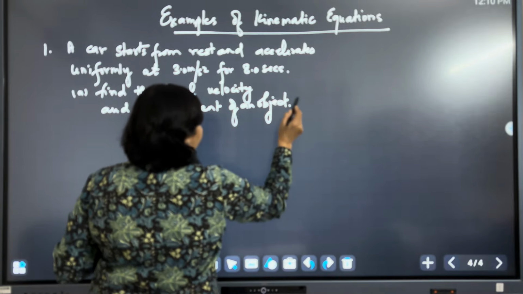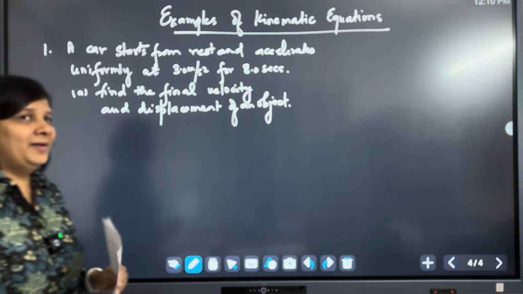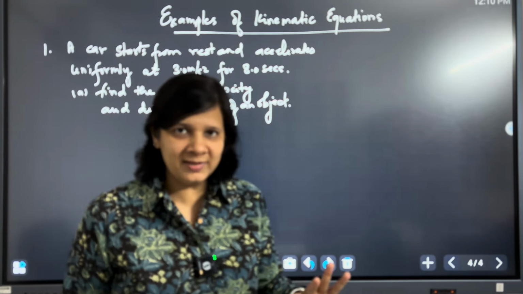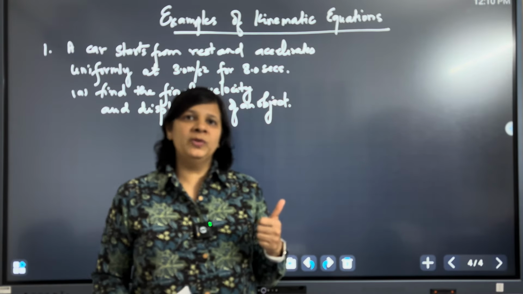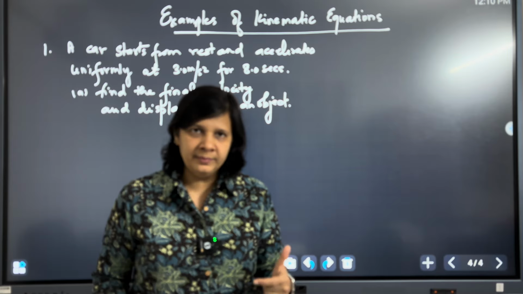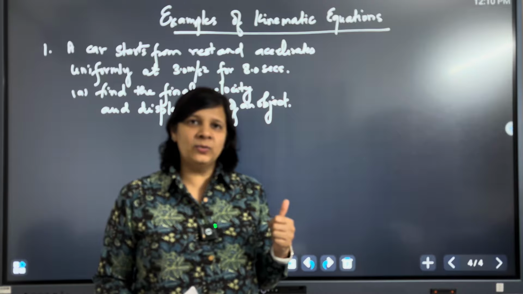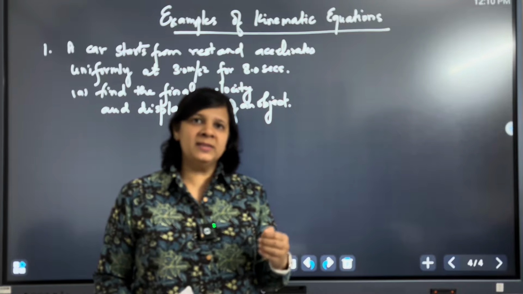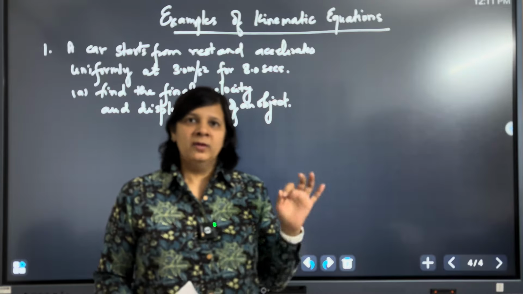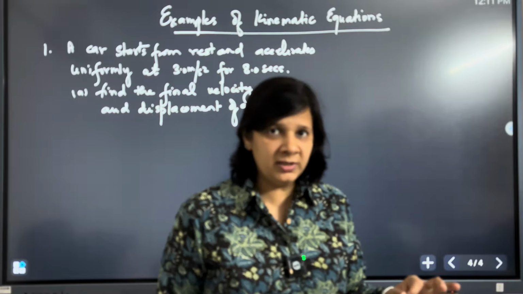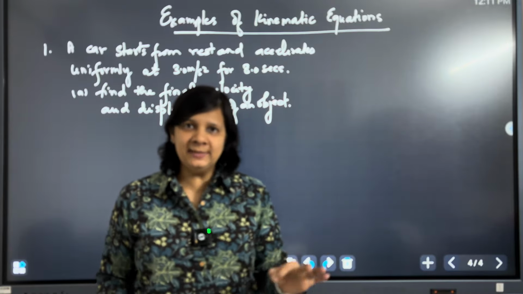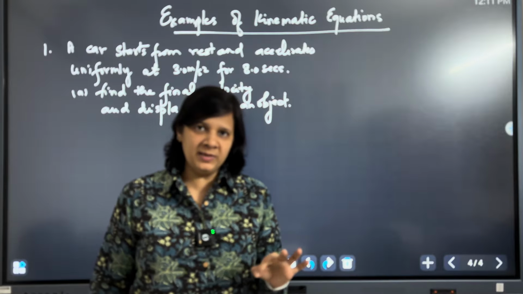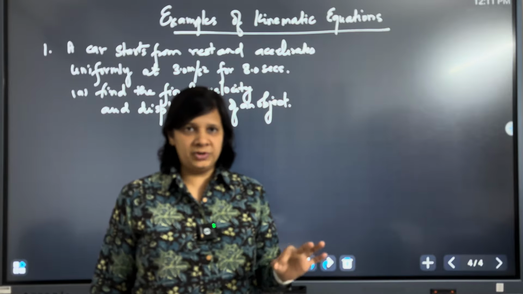Okay. So now we have already learned the three kinematic equations. v is equal to u plus at, s is equal to ut plus half at square, v square is equal to u square plus 2as. u is the initial velocity of an object, v is the final velocity of an object after time t, s is the displacement, a is the acceleration.